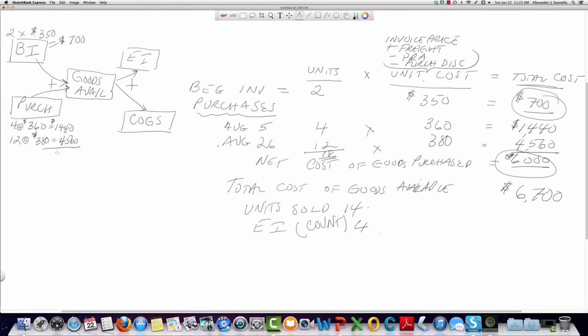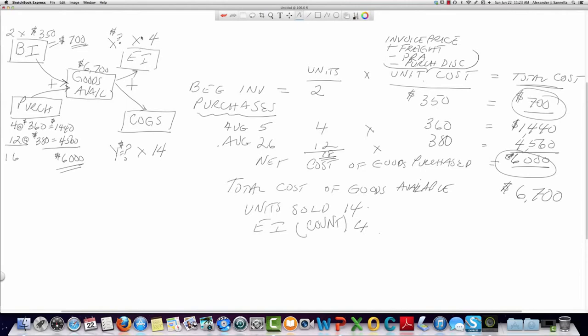4560. So my purchases, 16 units, total of 6,000. So the cost of goods available is 67. And the question is, what dollar amount per unit do I assign to the 4 units in ending inventory, and what dollar amount per unit do I assign to the cost of goods sold, or the 14 units? So the question here is the variable, I guess, X, which is the unit price, and Y, the unit price here as well.